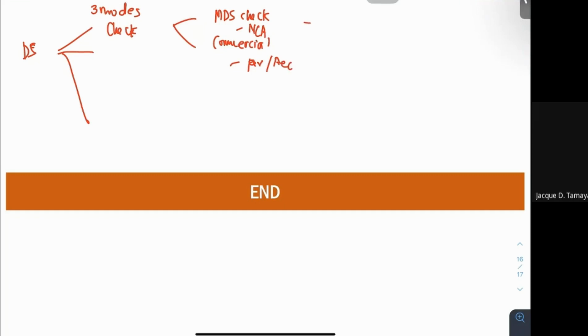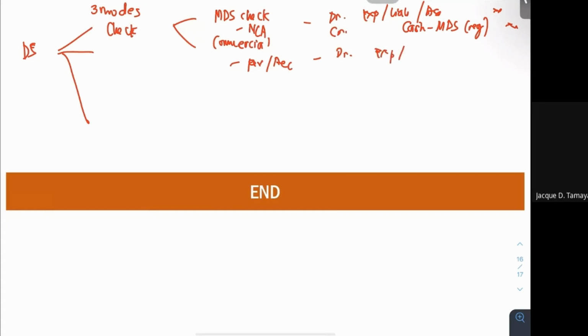So whenever we record your MDS check, we debit your expense or liability or an asset account, and then we credit cash MDS regular. If that is a commercial check, we debit the expense, the liability, or the disbursement, and we credit your commercial check, cash in bank.